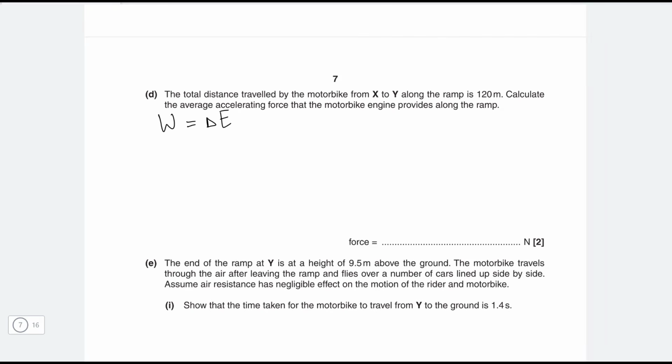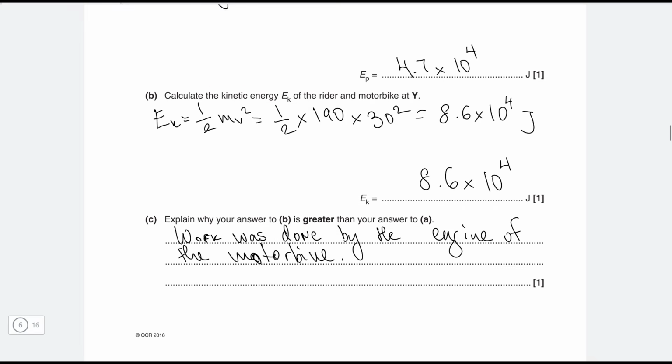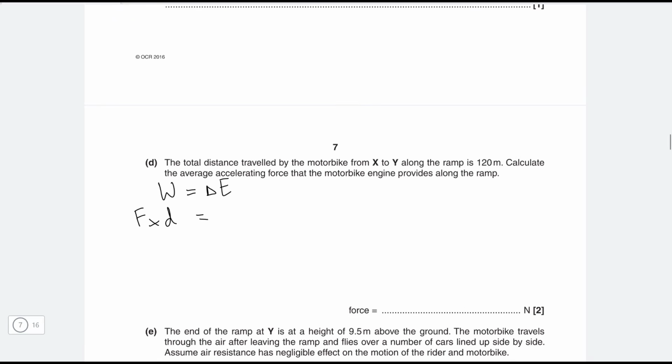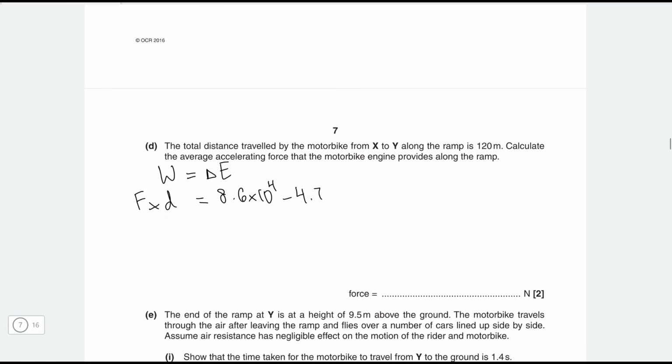The work done is simply equal to the force multiplied by the distance, and this will be equal to our change of energy, which is just those two numbers taken away from one another. Our final energy is 8.6 times 10 to the power of 4, take away the initial energy, which was 4.7 times 10 to the power of 4.